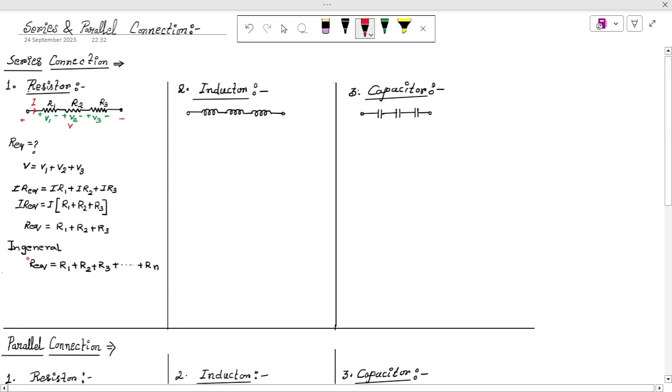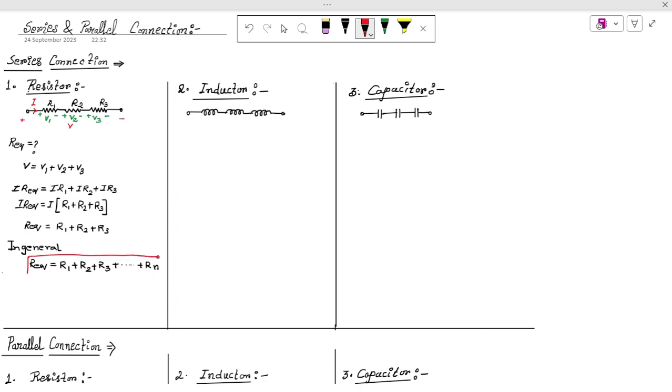Okay, and this formula you must remember at the time of the exam, when resistances are connected in series, what we need to do. Okay, so this is very important.